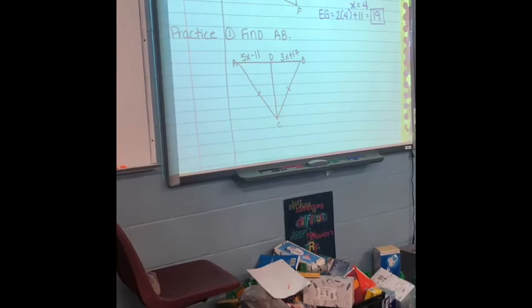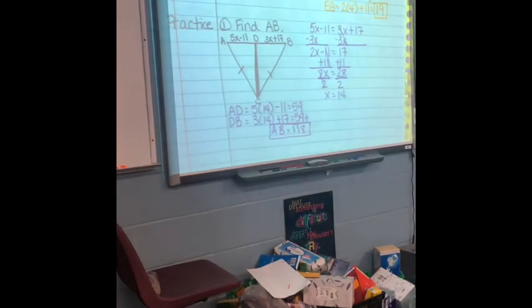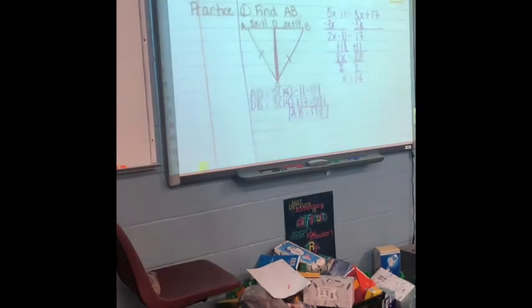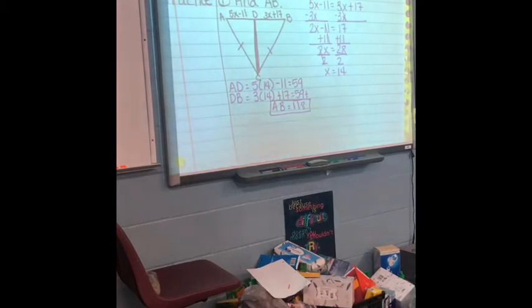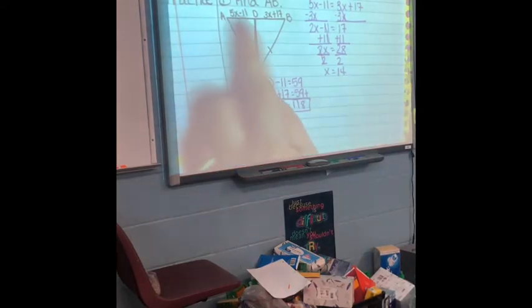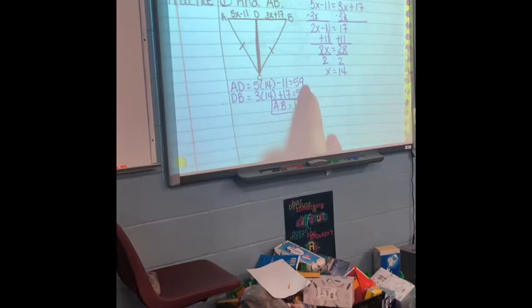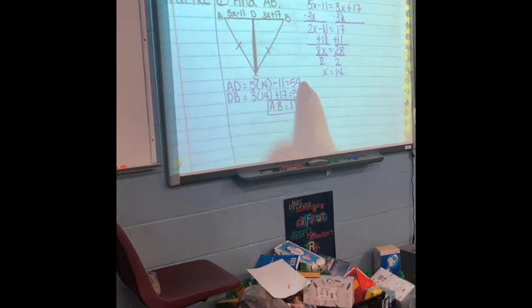Find AB given that information. The trick here was that they are not asking for a small piece of the segment. They were asking for the entire segment, right? So you had to make sure you caught that. So they asked for all of AB, and you could have just found one of the segments and multiplied it by 2. That would have worked, yeah.